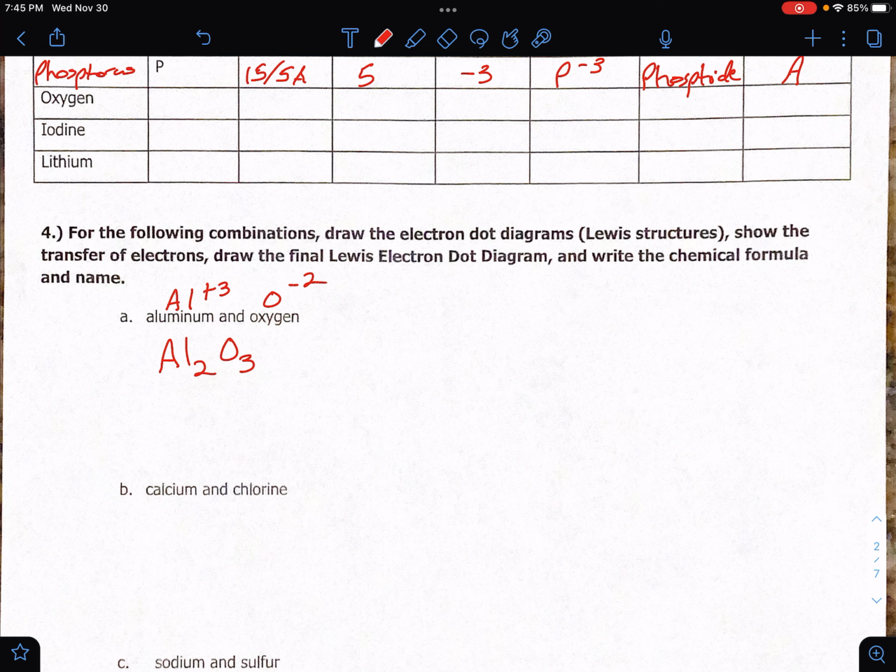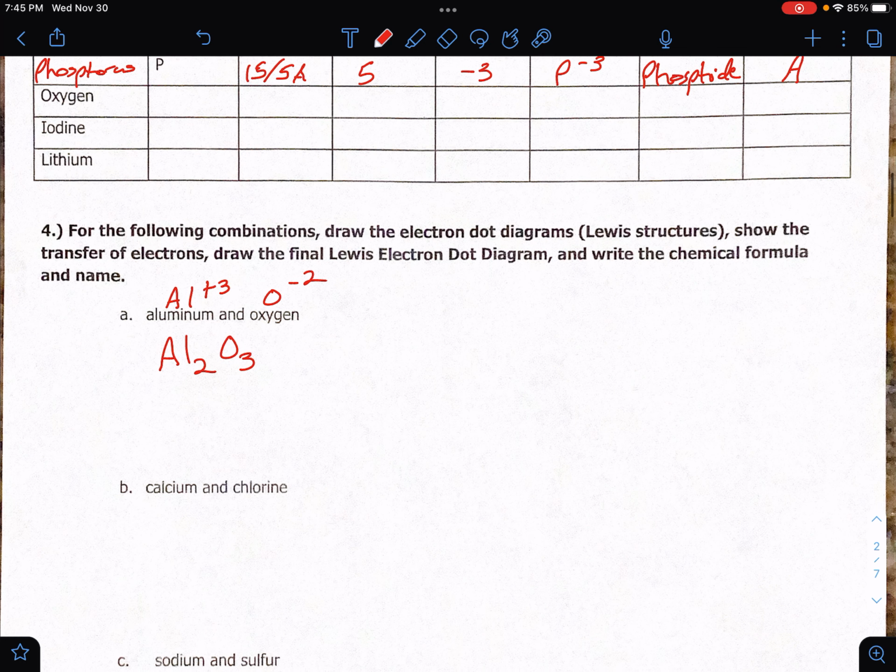So there are 2 ways you can do this. One would be the crisscross way, meaning you can take the 2 down here. That means you need 2 aluminums. And then you can take 3 down here, which means you need 3 oxygens. So that's one way you can do it.